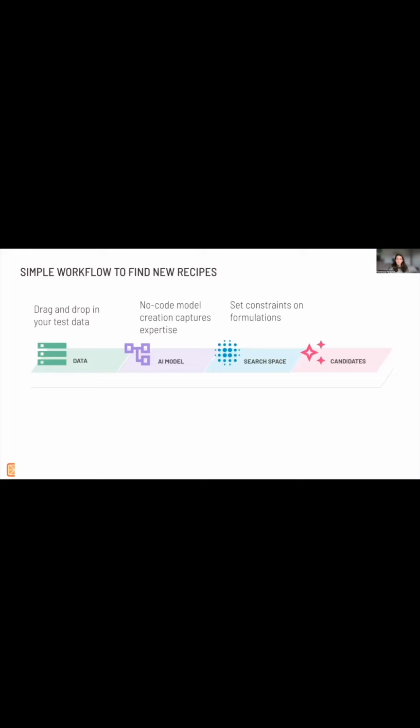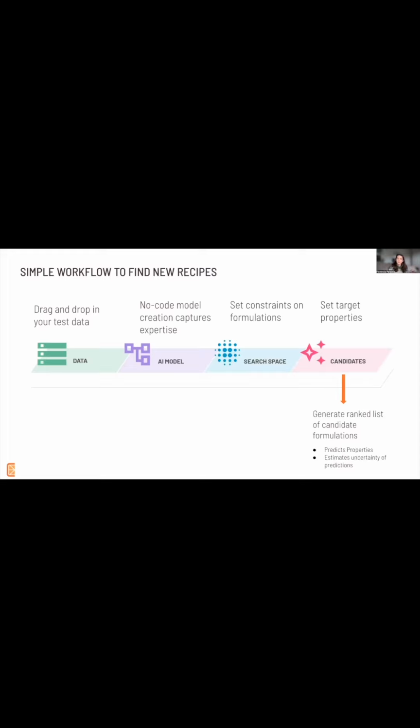Next, you can define your search space. This is where you can make sure that the candidate formulations the system will suggest are feasible both from a practical and business perspective. And lastly, you can set target properties and generate a ranked list of experiments that you can then take to the lab.